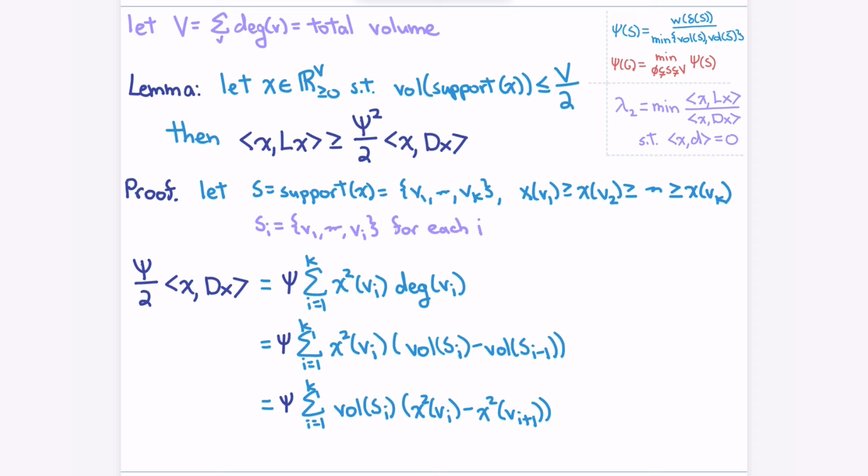Let's look at just the volume of some set S I. This is multiplied against x squared V I. So that's this term. But if you went to I plus 1, then S I would appear as S I plus 1 minus 1 in the next term in the sum. And that will get you a negative x squared V I plus 1. So the volume of S I is ultimately multiplied against x squared V I and negative x squared V I plus 1 over the course of this sum.